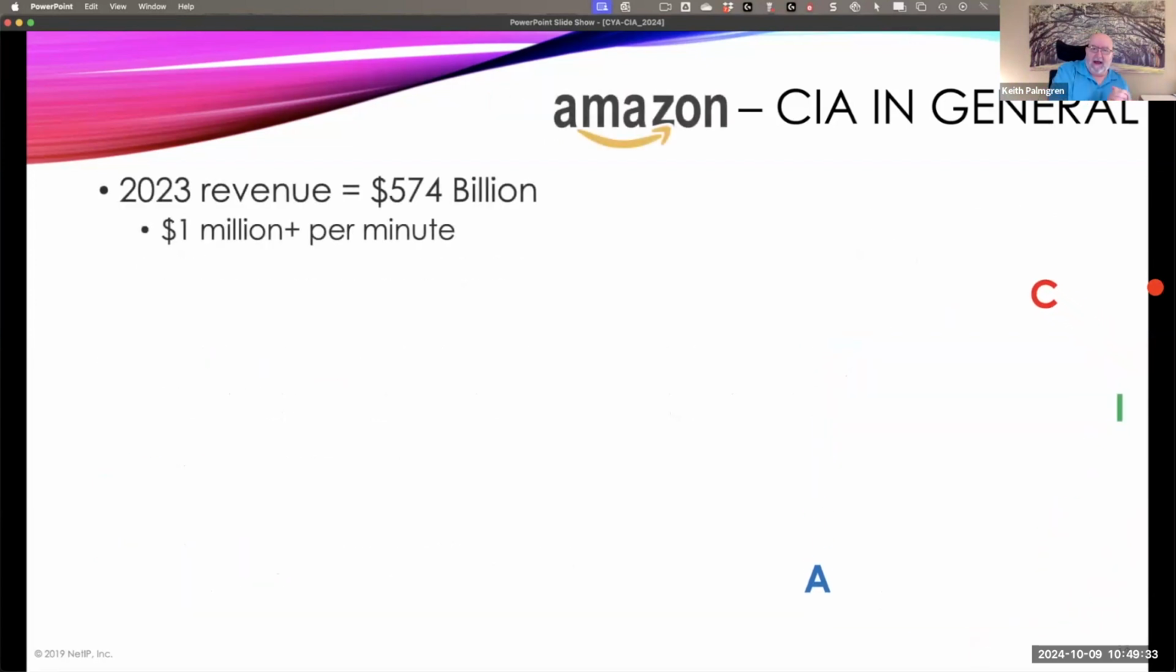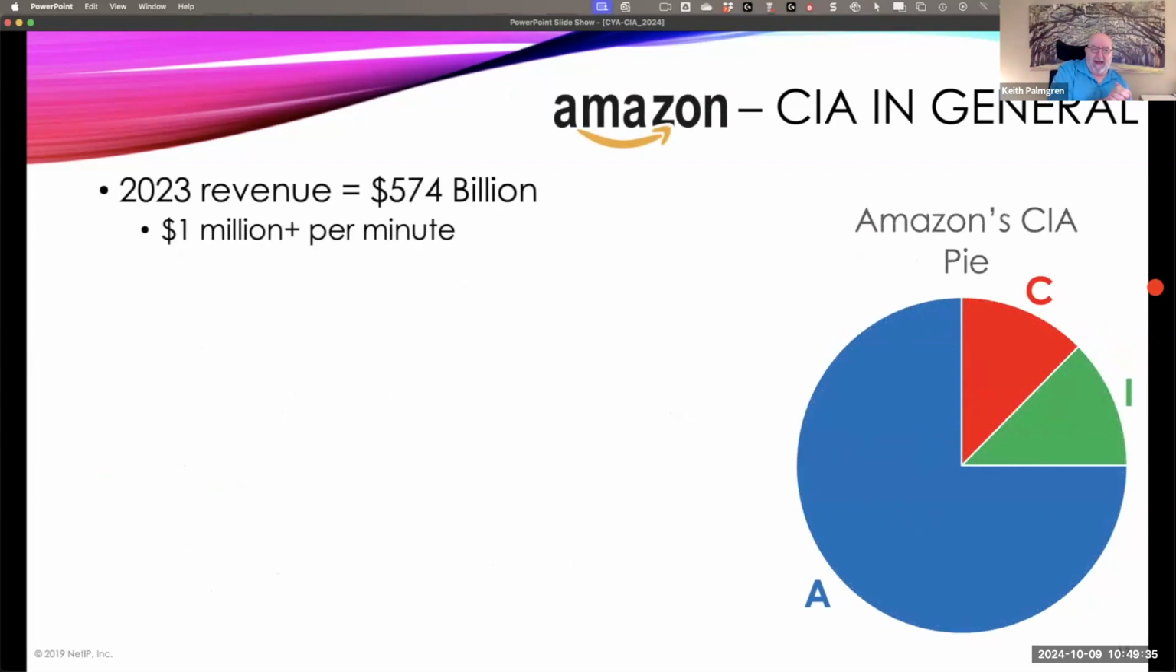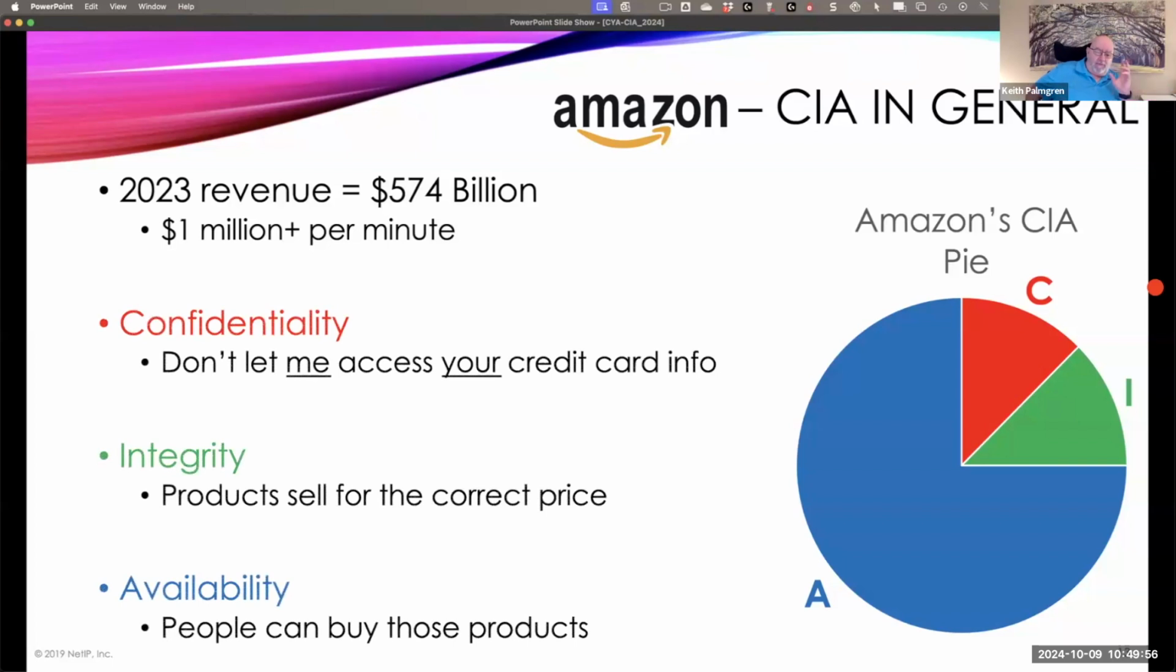Okay. Now, how about Amazon? Amazon 2023 revenue, $574 billion. That's a little over $1 million a minute. And yes, on an Amazon day like today, it's a little higher than that, but average it out across the entire year, about a little over $1 million a minute. And what's their number one concern? When you open a browser and you type Amazon.com, they want you to see Amazon.com in your browser and buy your products, whatever they are.